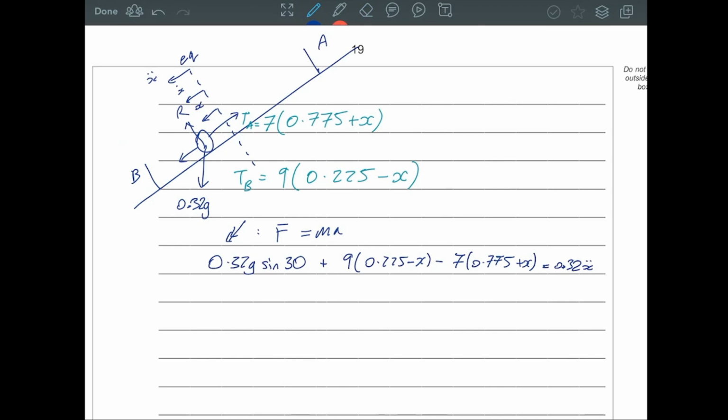Okay, now if we've done all of the equilibrium position correct, everything should cancel except for the x double dot and the x terms. So you've already done the 0.32G sine 30 to be 1.6, plus 9 lots of 0.225 minus 7 lots of 0.775. I'm a little worried because that doesn't look like that cancels beautifully.